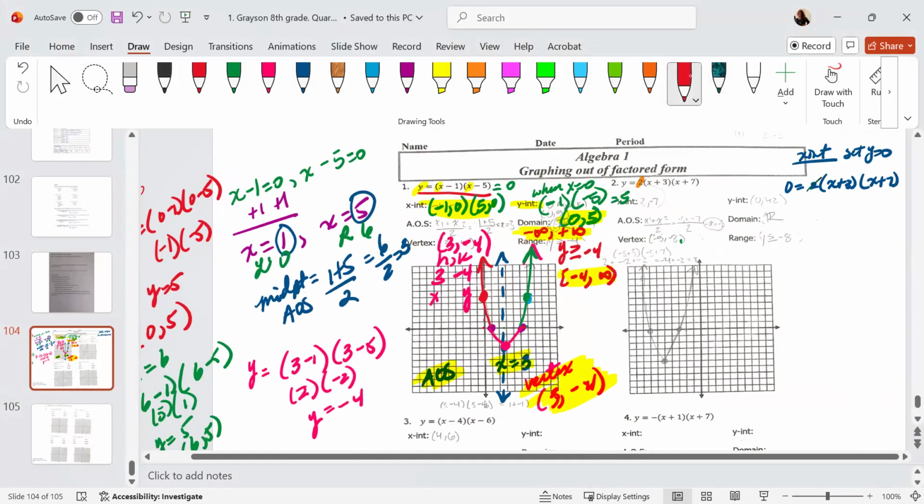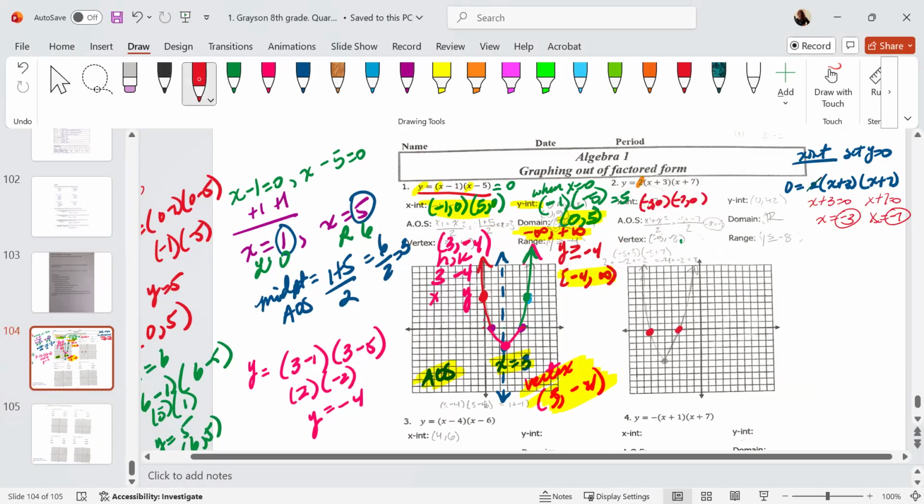So solve for this. So x plus 3 equals 0, so x equals -3, correct? X plus 7 equals 0, x equals -7. Do you see that? Right. So when I write it over here, x-intercept, you need to write it in parentheses. This is (-3, 0) and (-7, 0), right? So here's -3, -7, right?